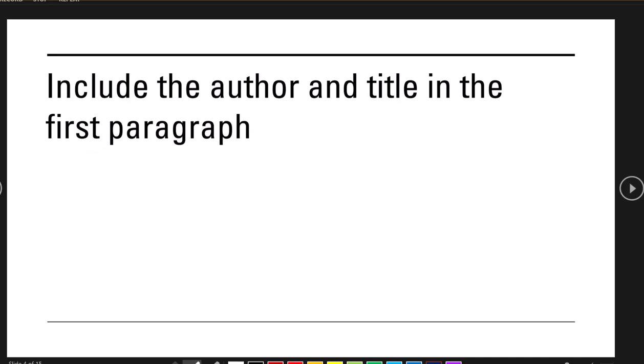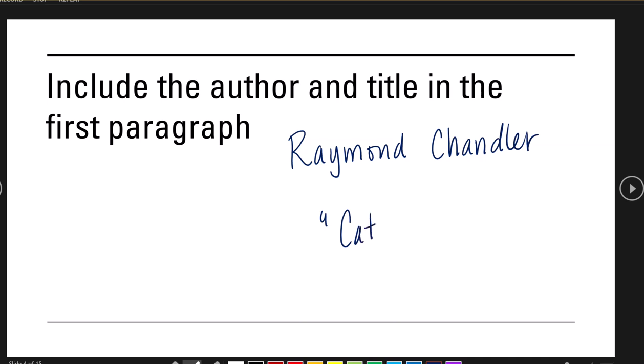And just like in the first essay, you want to make sure that you include the author and the short story title in your first paragraph. That lets us know exactly what you're writing about. So if you did choose to write about Raymond Chandler's Cathedral, then you would want to make sure that you have his name capitalized and spelled correctly in the first paragraph, and that you put the story title spelled correctly in the first paragraph, and story titles, of course, go in quotation marks.